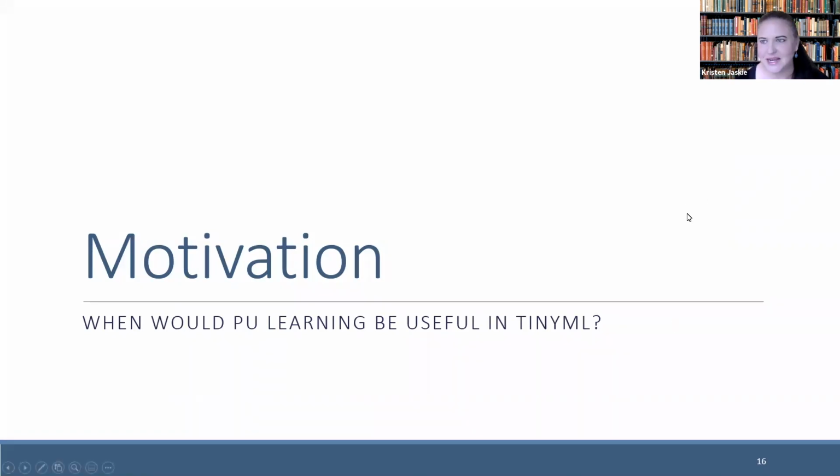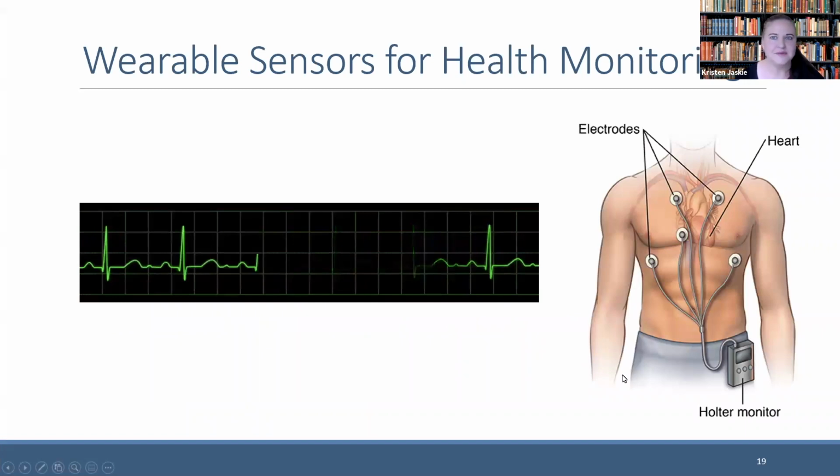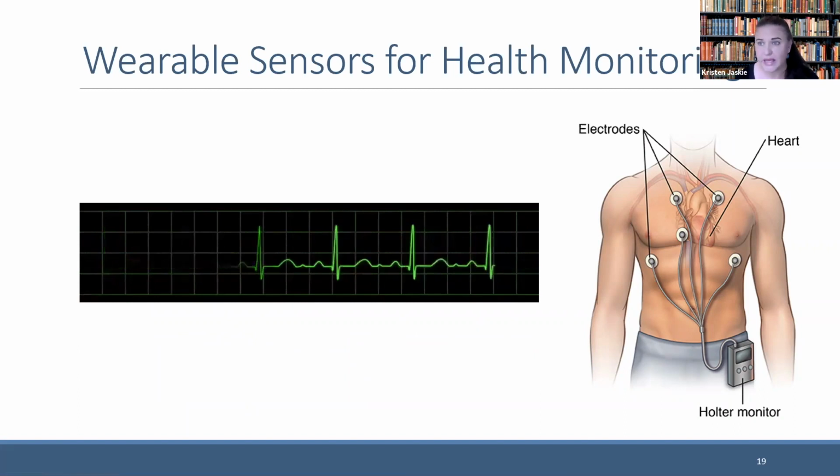So let's jump into the tinyML examples. I think wearable sensors are a great example of where positive unlabeled learning could come in very useful for tinyML. Here's an example of a Holter monitor that you wear. You wear it usually from 24 hours up to a week. I've had to wear one for about 5 days before. It was awful.